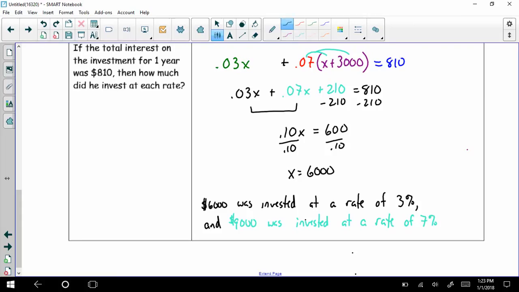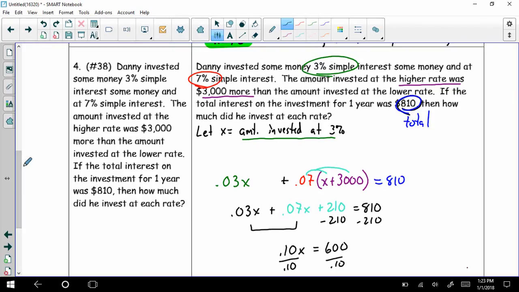And the reason I did that in different colors, I do want to talk briefly about how I'm getting that. All I would be doing is taking that 6,000 and plugging it in there in parentheses. You're not plugging it into the whole equation unless you want to verify that that would give you $810, but you are just plugging it into the 3,000 more than.